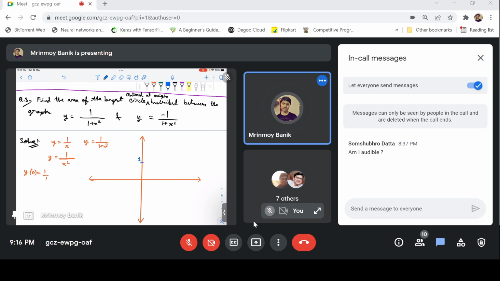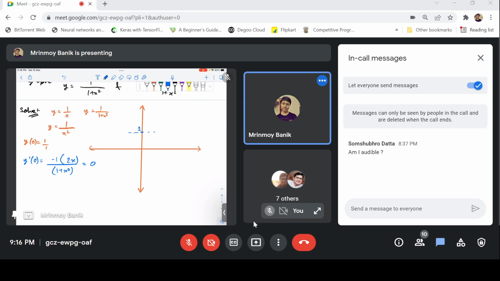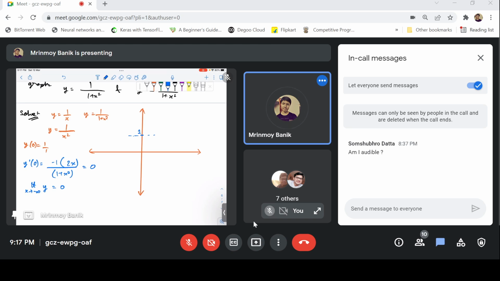So 1 at 0, the derivative at 0 is 2x over 1 plus x squared, which is 0. Okay, so it's flat. Now as x tends to minus infinity, y is 0, since the denominator tends to plus infinity. Similarly for plus infinity, y is 0.